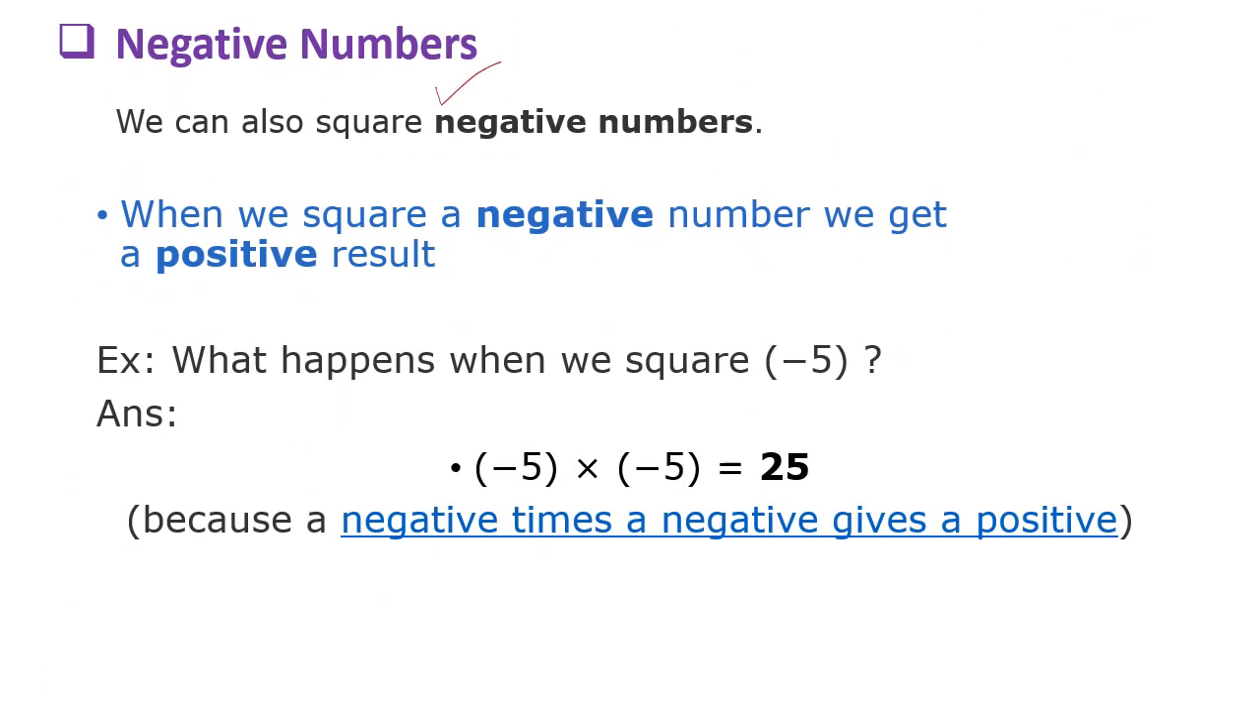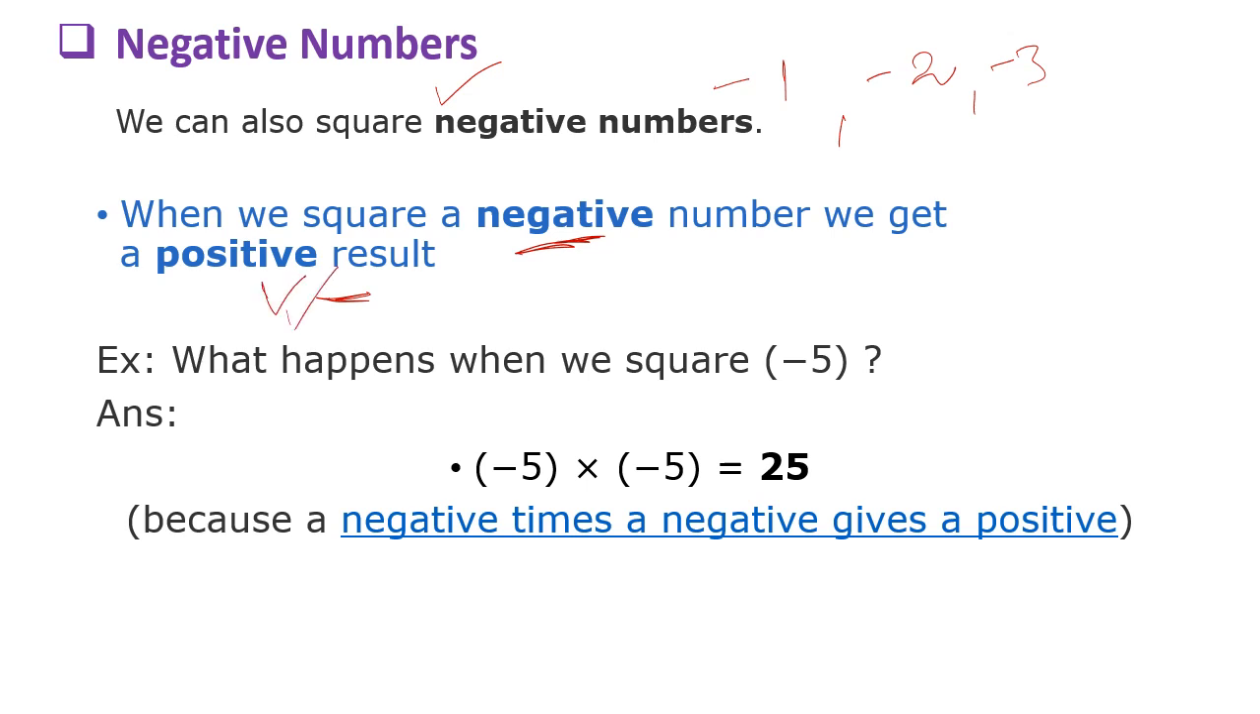I hope you all know what negative numbers are. You have already studied negative numbers while studying integers. Negative numbers are numbers with a negative sign. So when you do the square of a negative number, what do you get? Can you find the square of a negative number? Yes, you can find the square of a negative number also, and the square of a negative number is always a positive result.